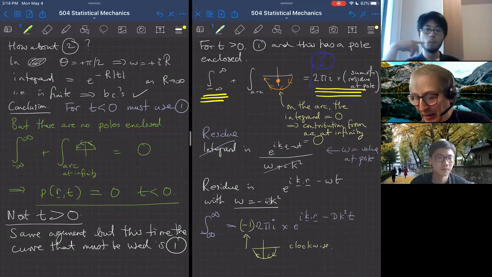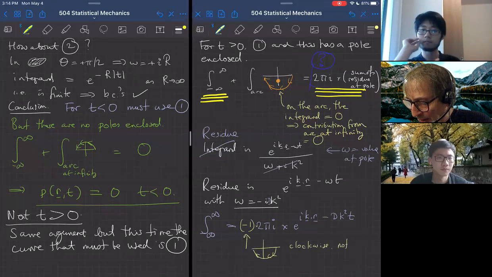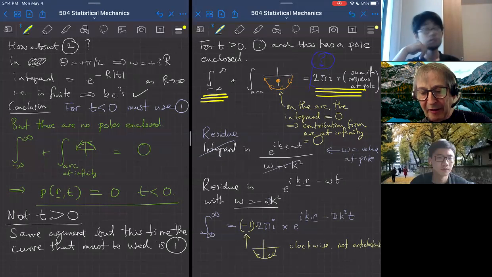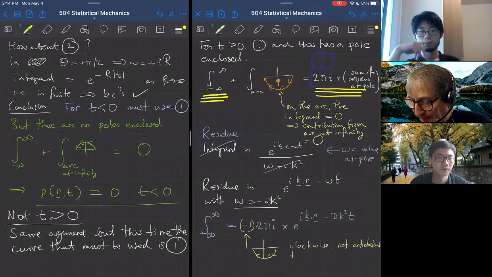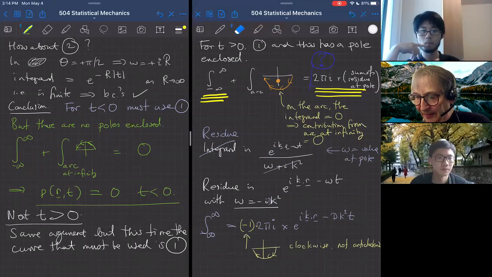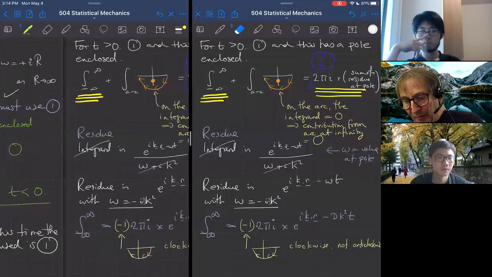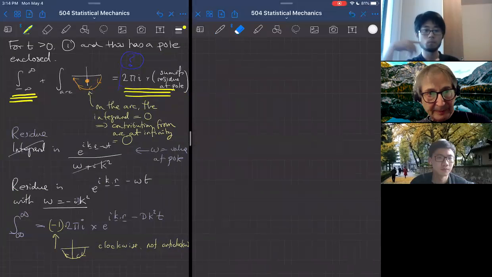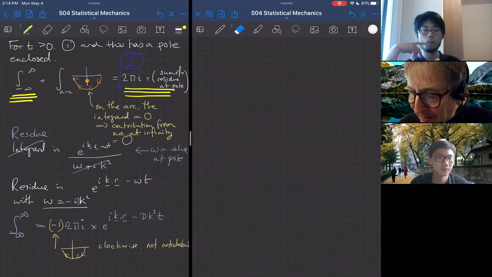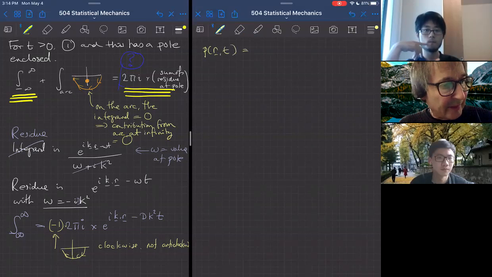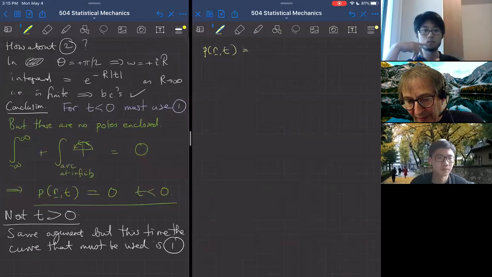And the theorem requires you to go round in the anti-clockwise direction, the direction of increasing theta. So therefore you have to put in a minus sign. So now let's put it all together. That says that P of r and t. So now let's go back to our final formula.